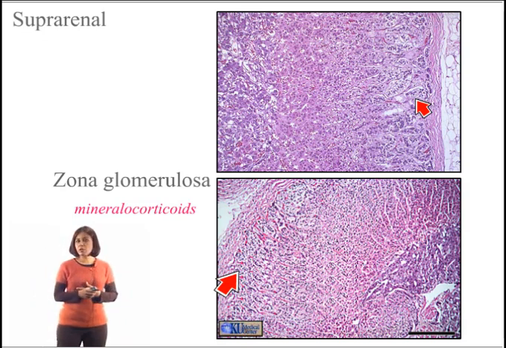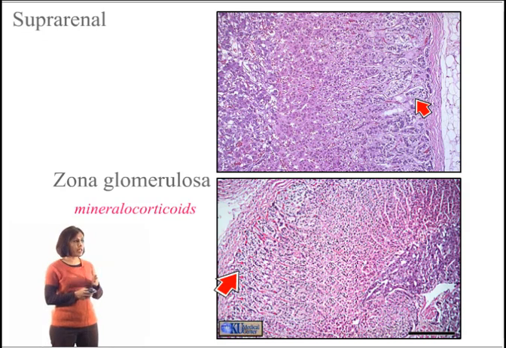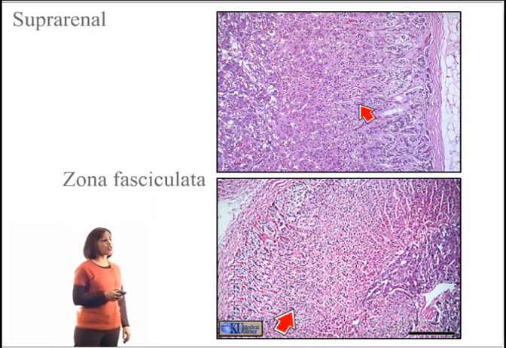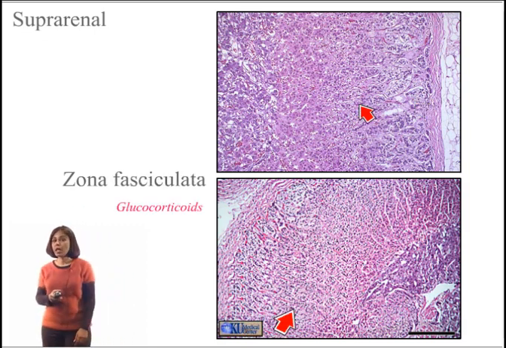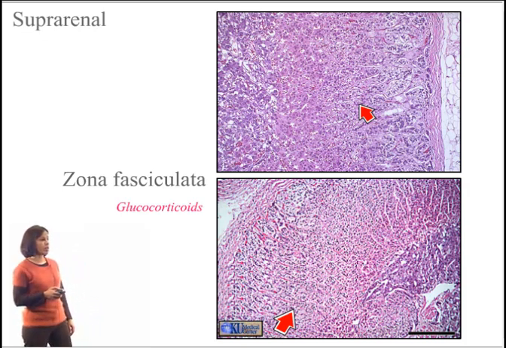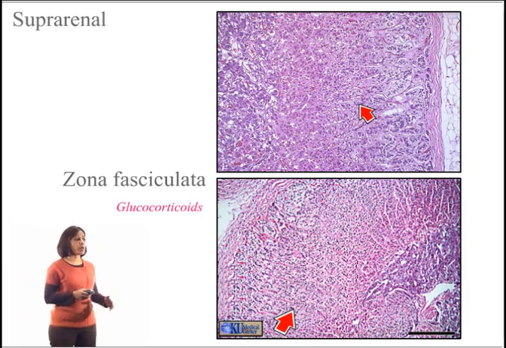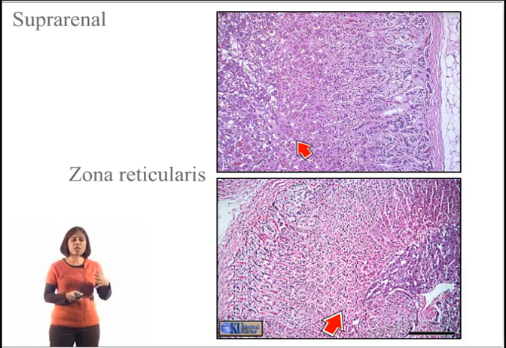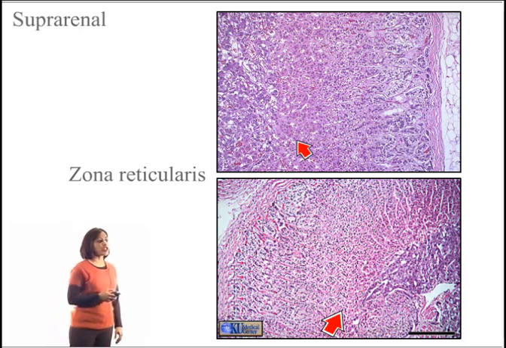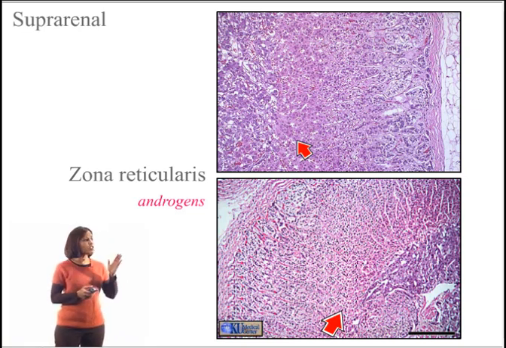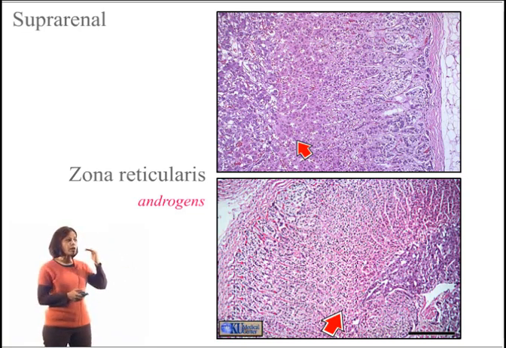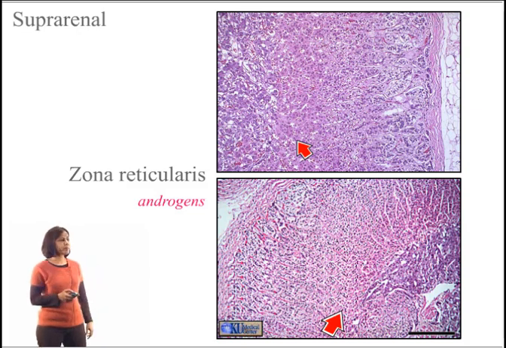Next to the zona glomerulosa, you see the next layer, which is where the cells are arranged in long bundles, and this is called zona fasciculata. And this zone produces glucocorticoids, of which the main glucocorticoid that you know of is cortisol. Further down, next to the zona fasciculata, is the zona reticularis, where all the cells are connected in a network-like fashion, and this zone produces androgens. So in order to really identify these zones, you must first look at the capsule and go from there.